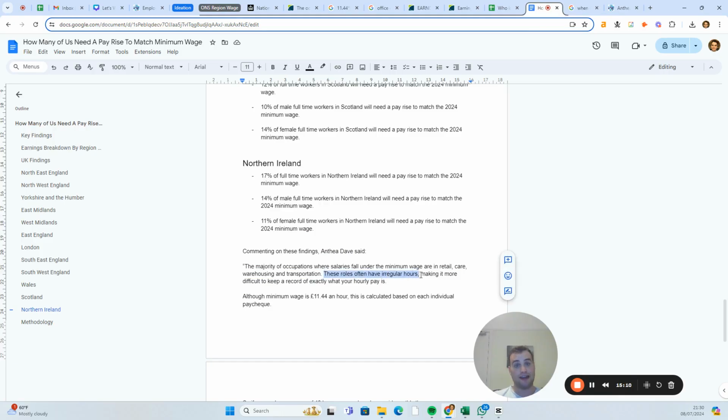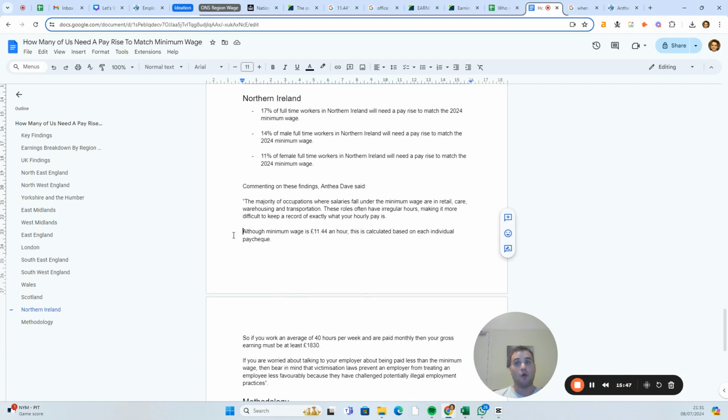These roles often have irregular hours, making it more difficult to keep a record of exactly what your hourly pay is. Which is kind of true. Like if you're working 9 to 5 every day, you know exactly when you're working, you know exactly what you're getting paid. So it's easy to work out if you're getting paid minimum wage or not. If you're driving from X location to Y location, when do you start working? When do you stop working? The lines are a little bit more blurred, aren't they? So ruthless companies can get away with skimming extra hours off you without paying you.